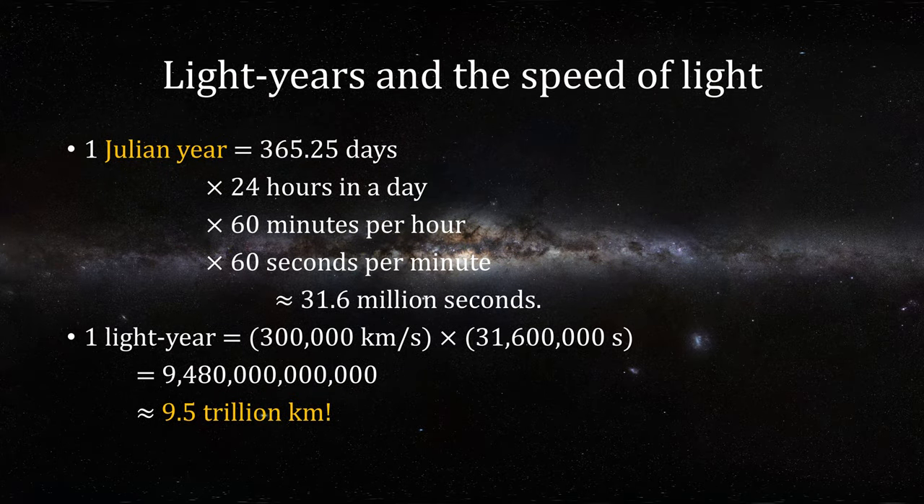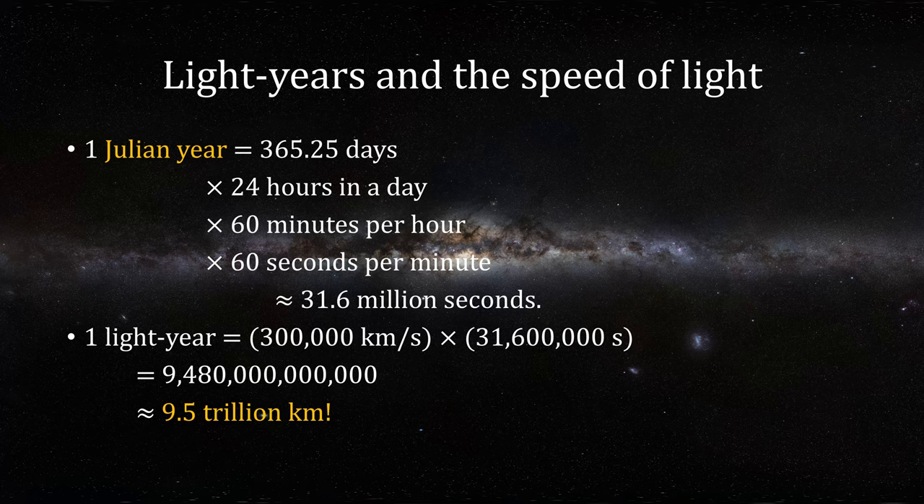Now in astronomy we use a Julian year, which is defined to be exactly 365.25 days long. Multiply that by 24 hours a day to get the total number of hours in a year. Multiply it by 60 minutes per hour to get the total number of minutes in a year. And finally, multiply that by 60 seconds per minute to get the number of seconds in a year. And you'll get approximately 31.6 million seconds.